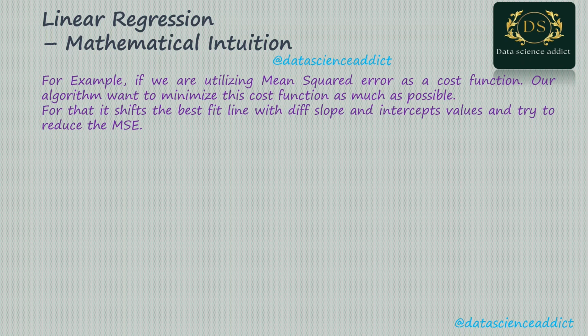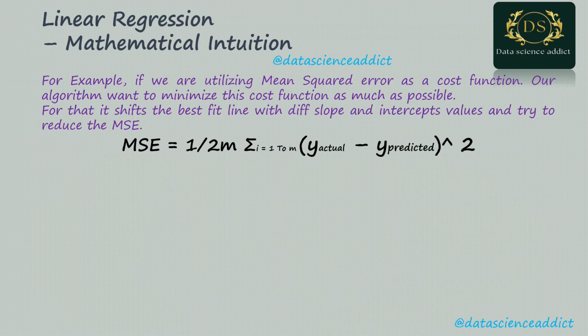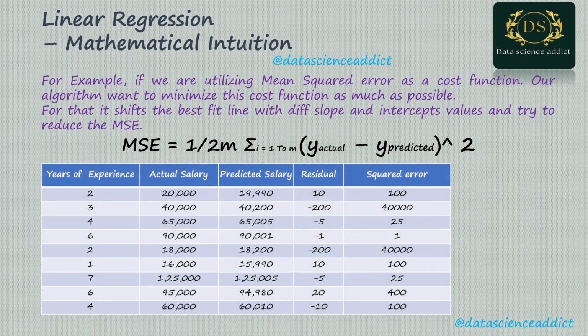Now here you can see the formula for mean squared error, where your mean squared error is 1/(2m) times the summation of i = 1 to m of the square of (y actual - y predicted). Now in this example, we have years of experience, actual salary, predicted salary, residual and squared error. You can see the calculation of mean squared error. First we calculate the residual, that is the difference of actual and predicted, then the square of the residual, which is the squared error, and then the mean squared error.